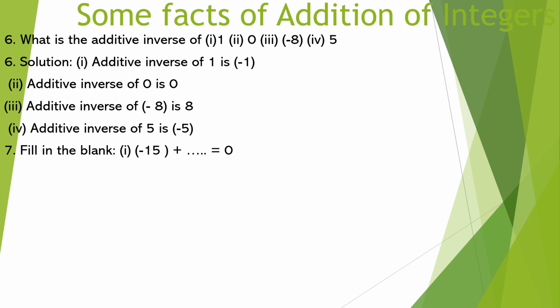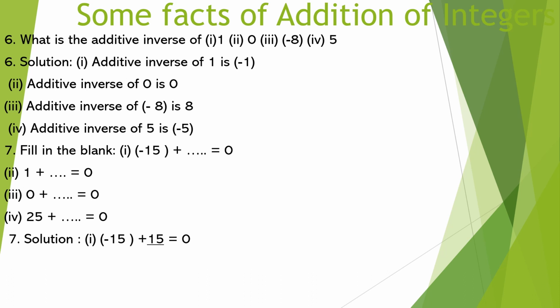Now let's do some fill in the blanks. Minus 15 plus what will be equal to 0? We add positive 15 to it to get 0. 1 plus minus 1 will be equal to 0. In the third case, 0 plus 0 is equal to 0. And in the last case, 25 plus minus 25 is equal to 0.